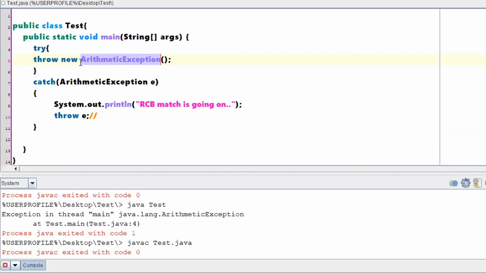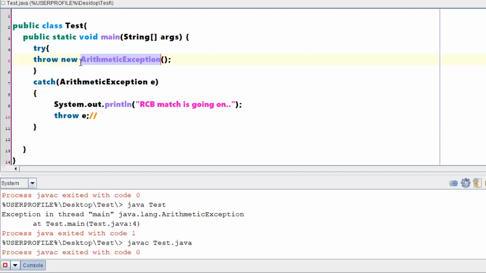Before writing, I told you that an arithmetic exception is not going to occur here. You have not performed any division by zero operation. Without performing anything, you can explicitly say that yes, there is an error. So it is up to you.